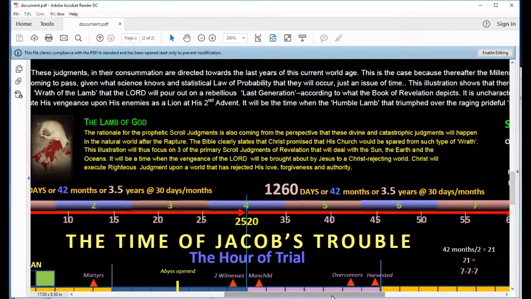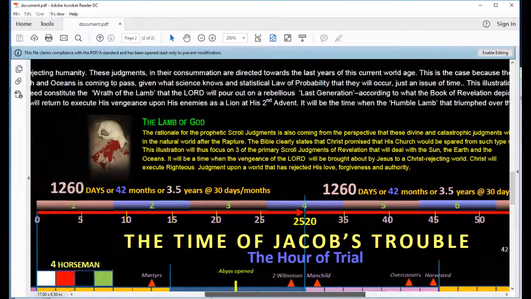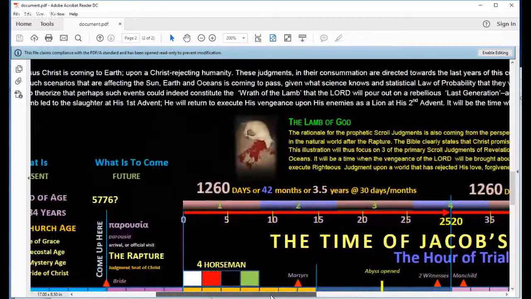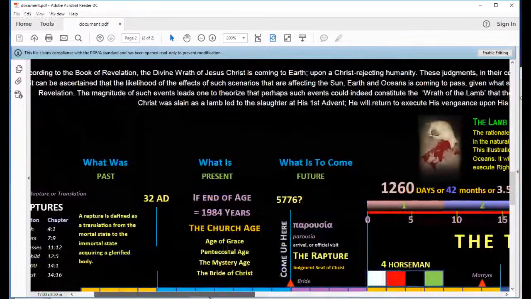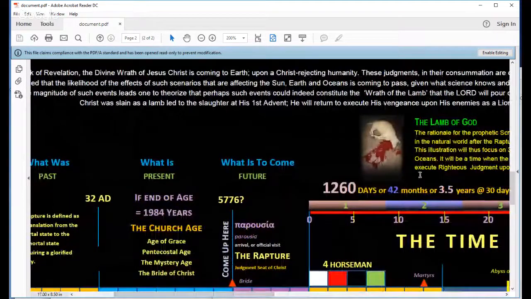There will be a time when the vengeance of the Lord will be brought about by Jesus to a Christ-rejecting world. As Paul put it, God will bring a strong delusion on those who hated the truth and loved wickedness instead of righteousness. So that's what the purpose of the 70th week is. It purifies Israel until there's only a remnant of all believing Israelites left, spiritual Israel, and all that is false or defying of God is done away with. So that's what that is all about.